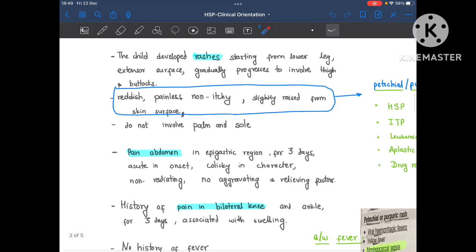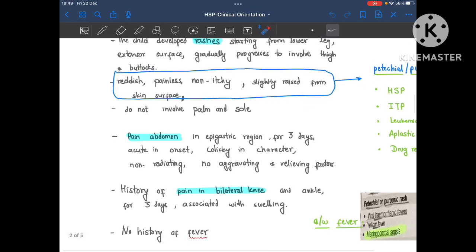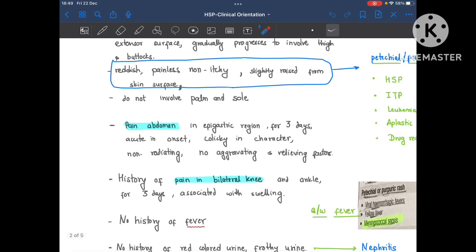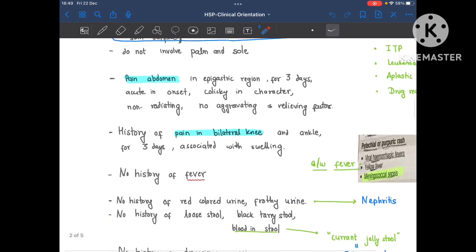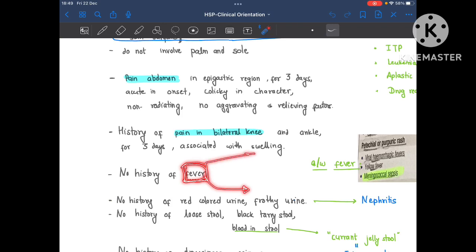Now pain abdomen, we discussed, it could be the complication of the Henoch purpura involving the mesenteric blood vessels. Now bilateral knee arthritis is the other complication of Henoch purpura. The child presented with the arthritis features. Now other important thing is fever. Is there a fever? If there is fever, then we should think of a different line of diagnosis, and if there is no fever, we should think of a different line. Now in our case there is no fever, so we think of all these.